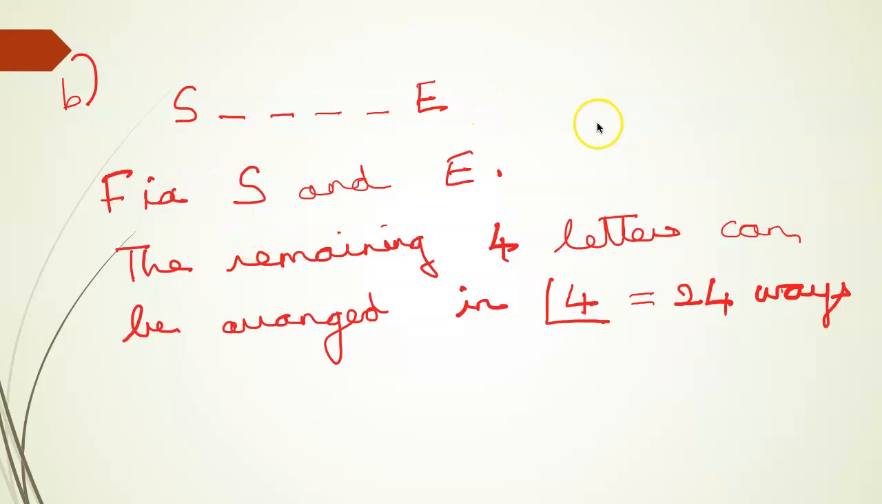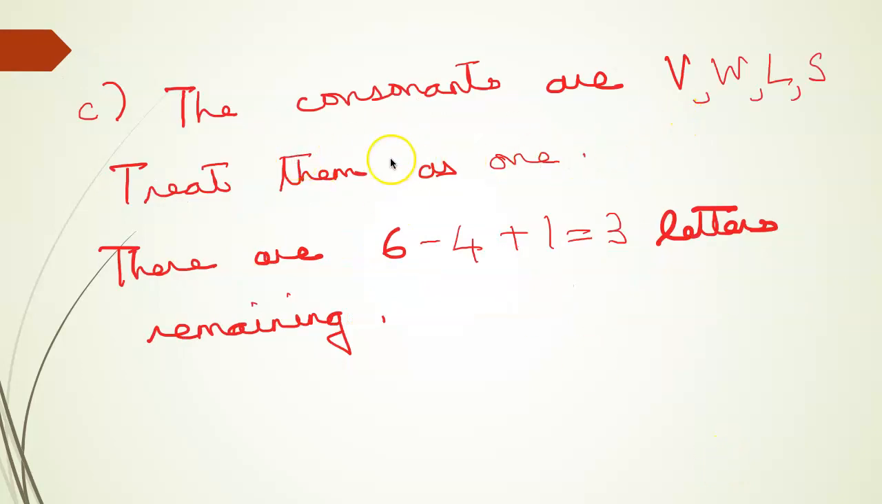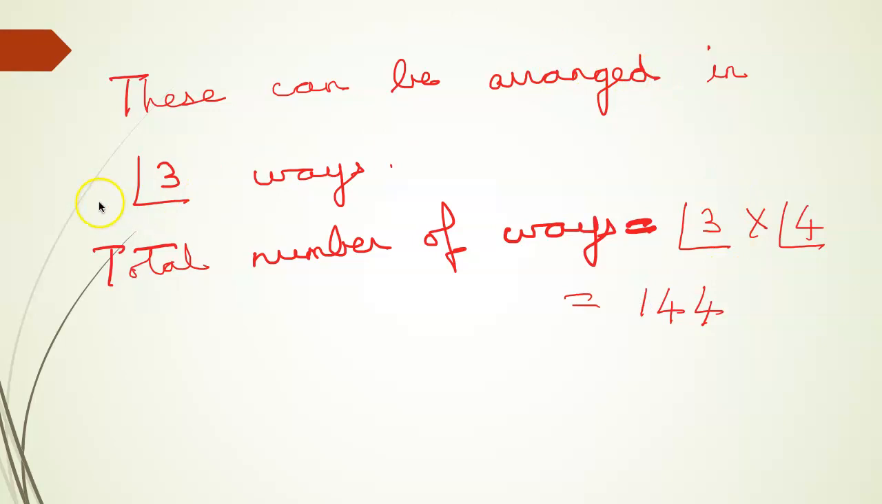Now, if S and E are fixed at the ends, you fix S and E. So how many letters are remaining? 4 letters, which can be arranged in 4 factorial, that is 24 ways. And if the consonants are together, now what are the consonants? V, W, L, S, nothing is repeated, so treat them as 1. So how many are remaining? 6 totally, minus 4 plus 1, that is 3 letters, and they can be arranged in 3 factorial ways. So what do we use here again? The fundamental principle of counting, that is 3 factorial into 4 factorial, where 4 factorial is the number of ways the consonants are arranged. So we get 144.